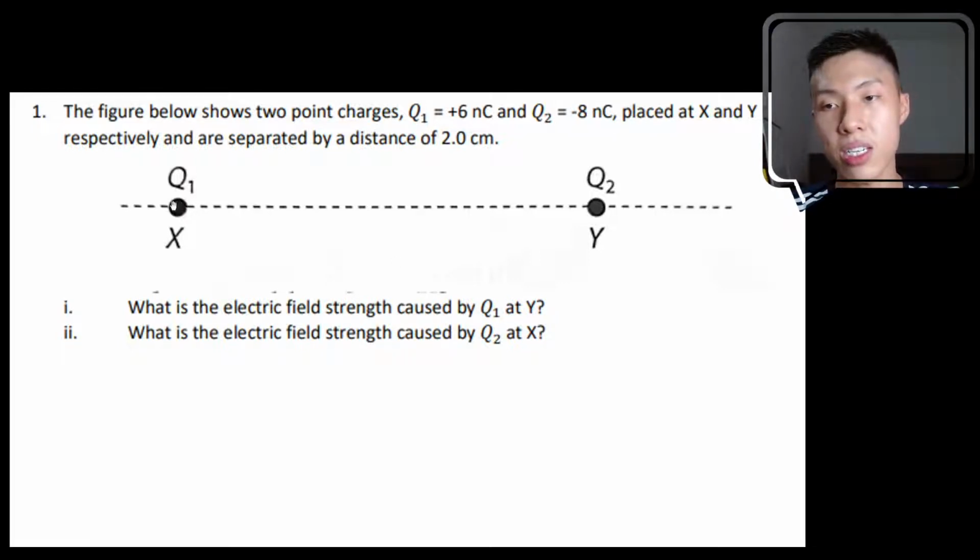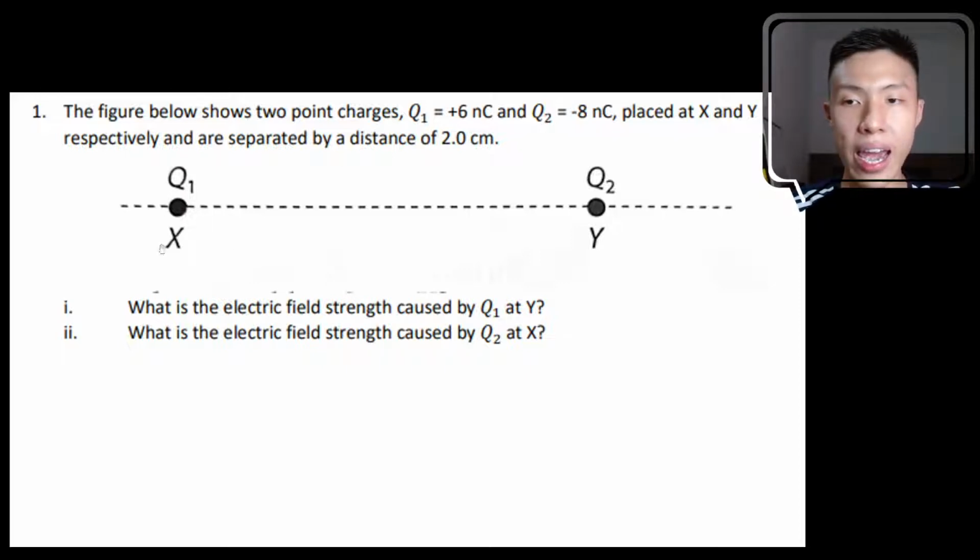Okay, so what happened here is Q1 is positioned at X, but Q1 is a point charge. Therefore, it will produce an electric field around position X. Around Q1 there will be an electric field produced by point charge Q1. And position Y is a position that is around position X. Therefore, position Y should also have an electric field that is produced by Q1. So at position Y, there is an electric field produced by Q1.